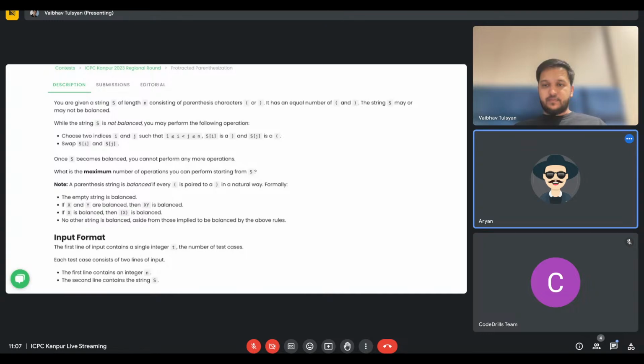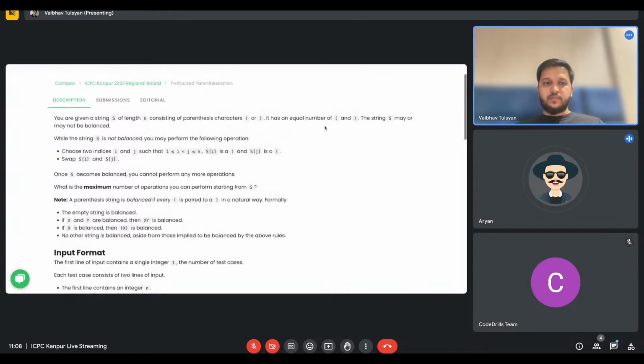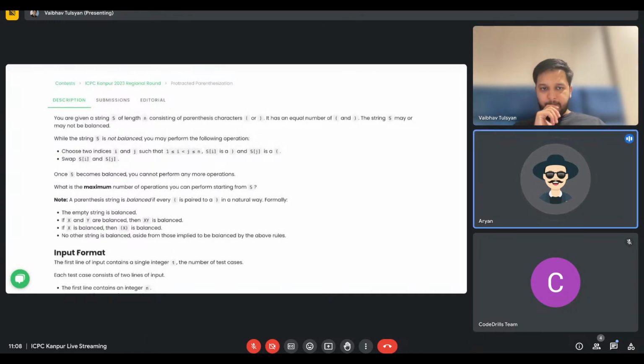As Ravi explained, the problem statement is that we can swap only a closing bracket with an opening bracket that occurs after it, so a closing bracket with a smaller index with an opening bracket with a larger index. Swapping two closing brackets doesn't change anything, and swapping two opening brackets doesn't change anything. So whenever we make a swap operation, we try to make it more balanced, and the ask is that eventually we will reach a balanced string.